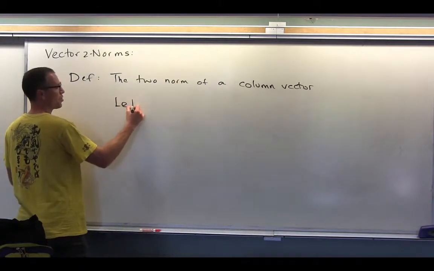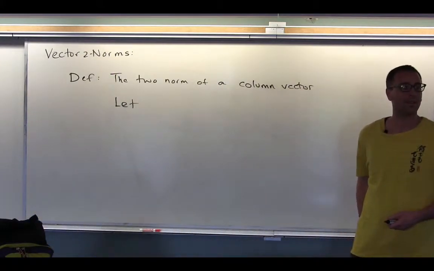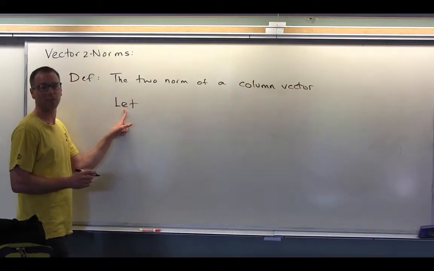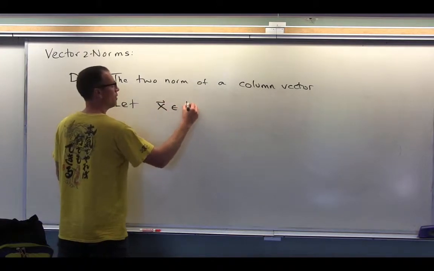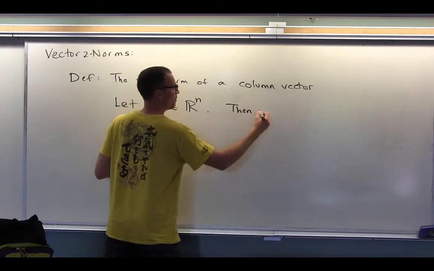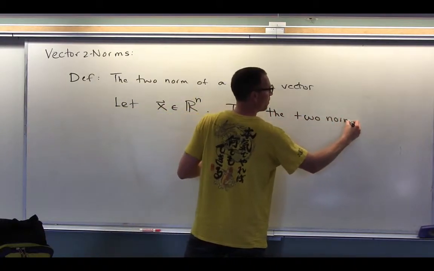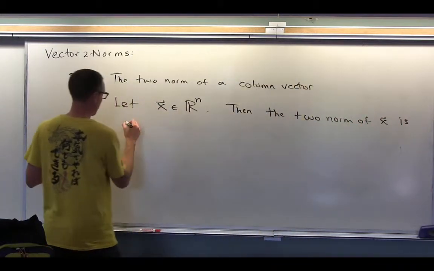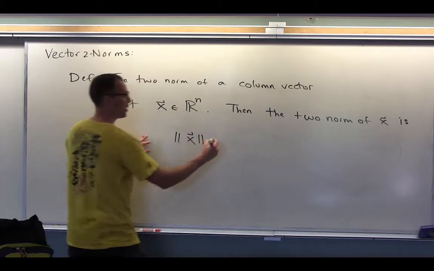Could you guess what we need to start this definition? Could you guess what we need to start a definition of a two norm? Let x be in Rn. Then the two norm of x is written like this. It's the two norm of the vector x.